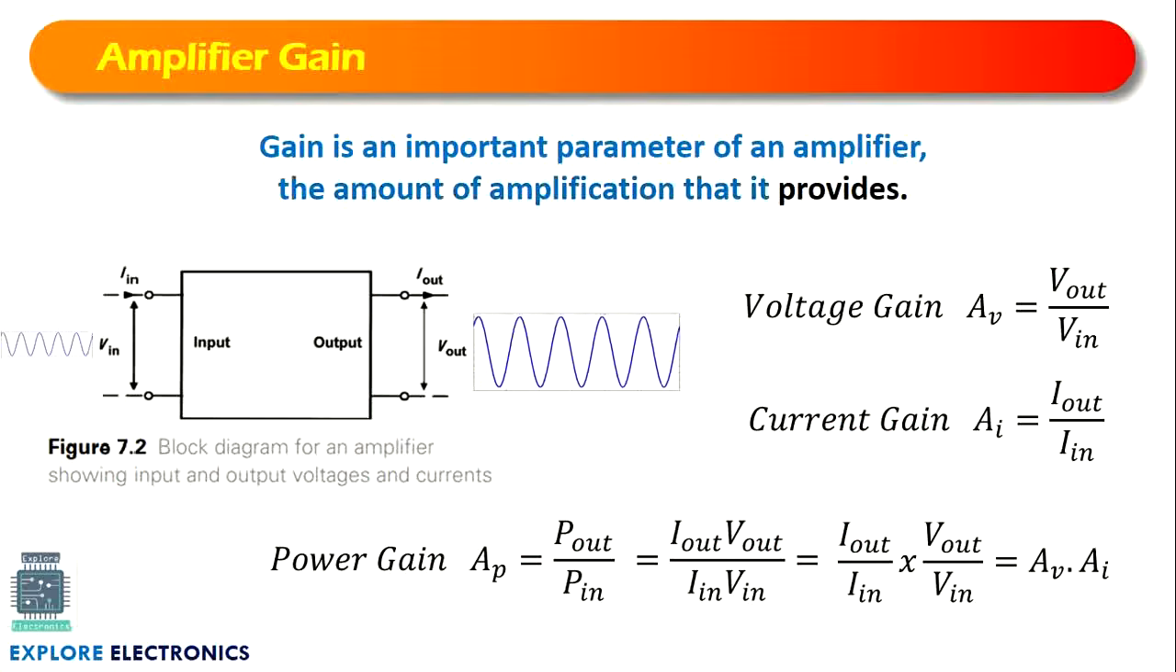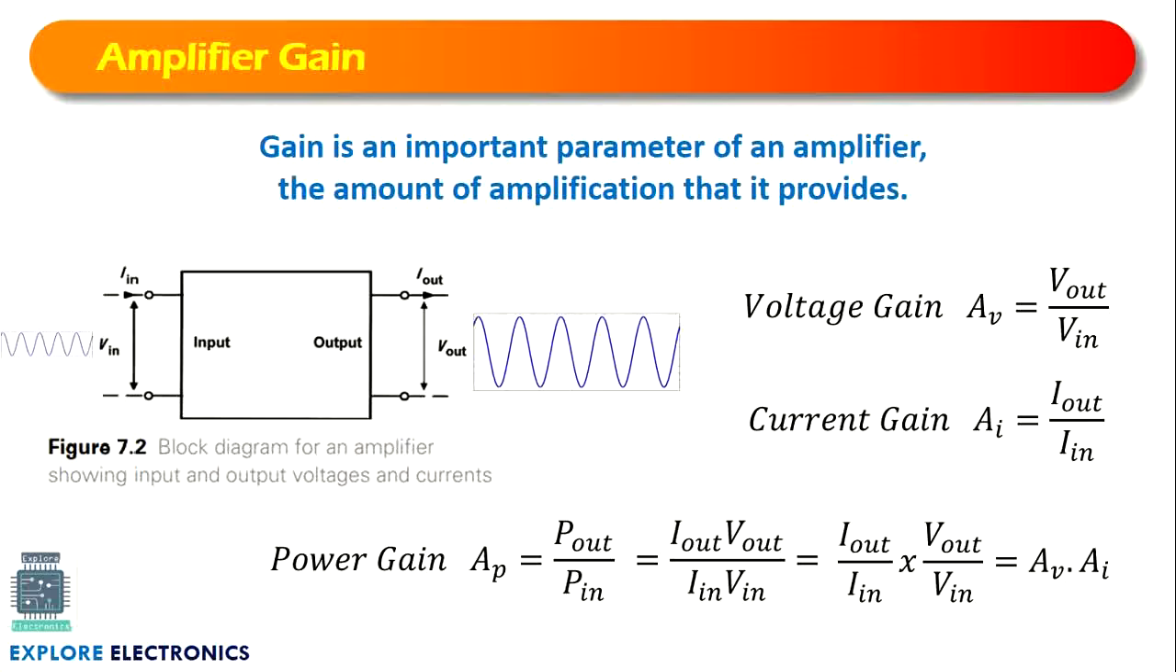So what then is amplifier gain? What does it mean? Gain is an important parameter which can define an amplifier, the amount of amplification it is going to provide. What is the gain we are going to get from the amplifier? That is how we can understand this. So you can observe in the figure here, the diagram, the input we are giving, V in, is very small, and V out is very large.